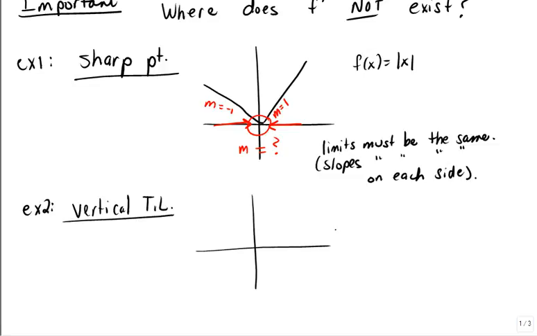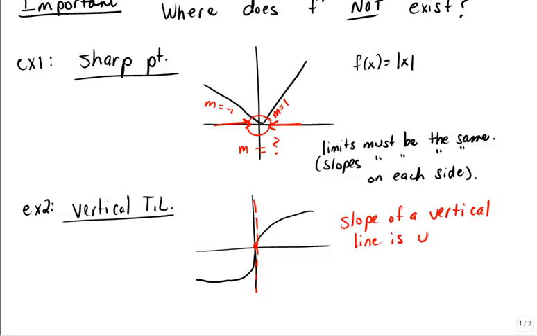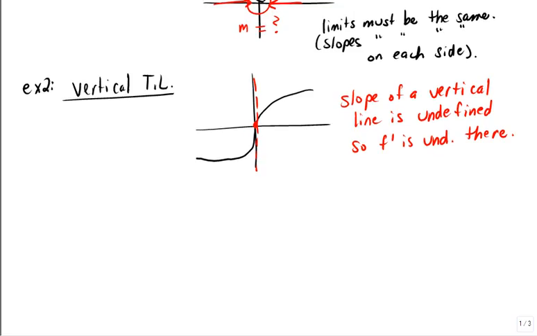Okay, what about vertical tangent lines? Right here, at 0, we have a vertical tangent line. Well, the slope of a vertical line is undefined. So the derivative has to be undefined at that point. So if we have vertical tangent lines, that means the derivative is undefined. And the third case is if it's not continuous.